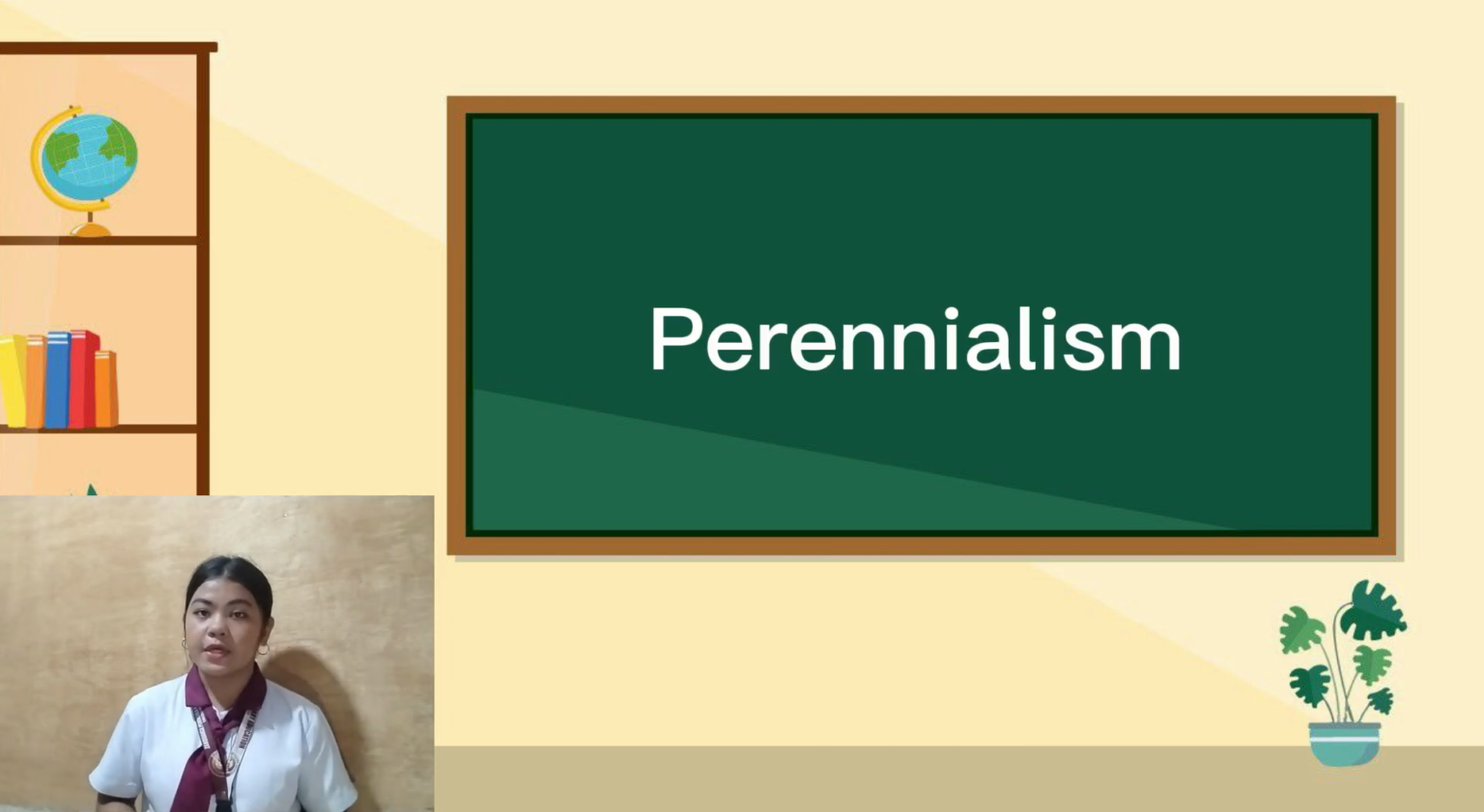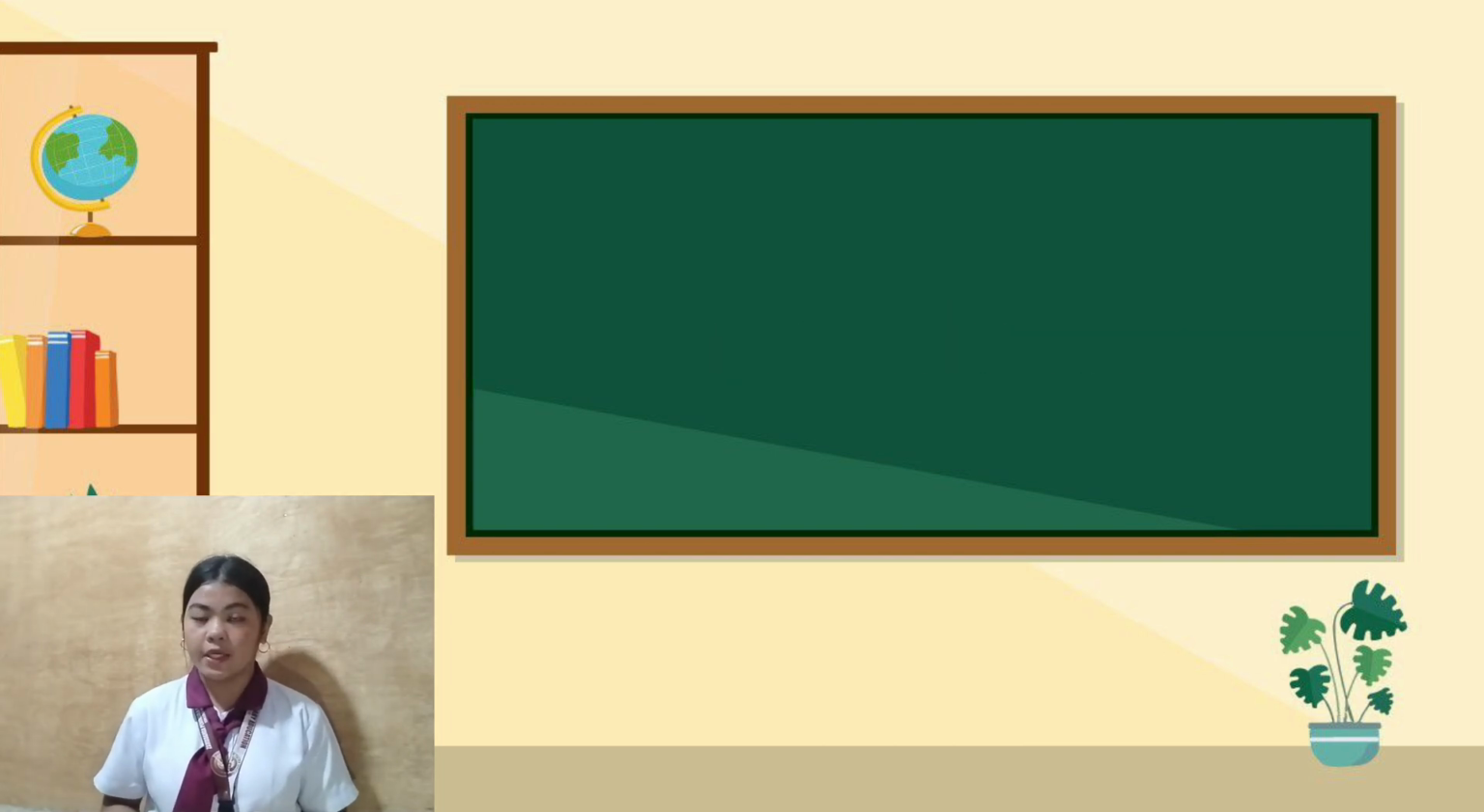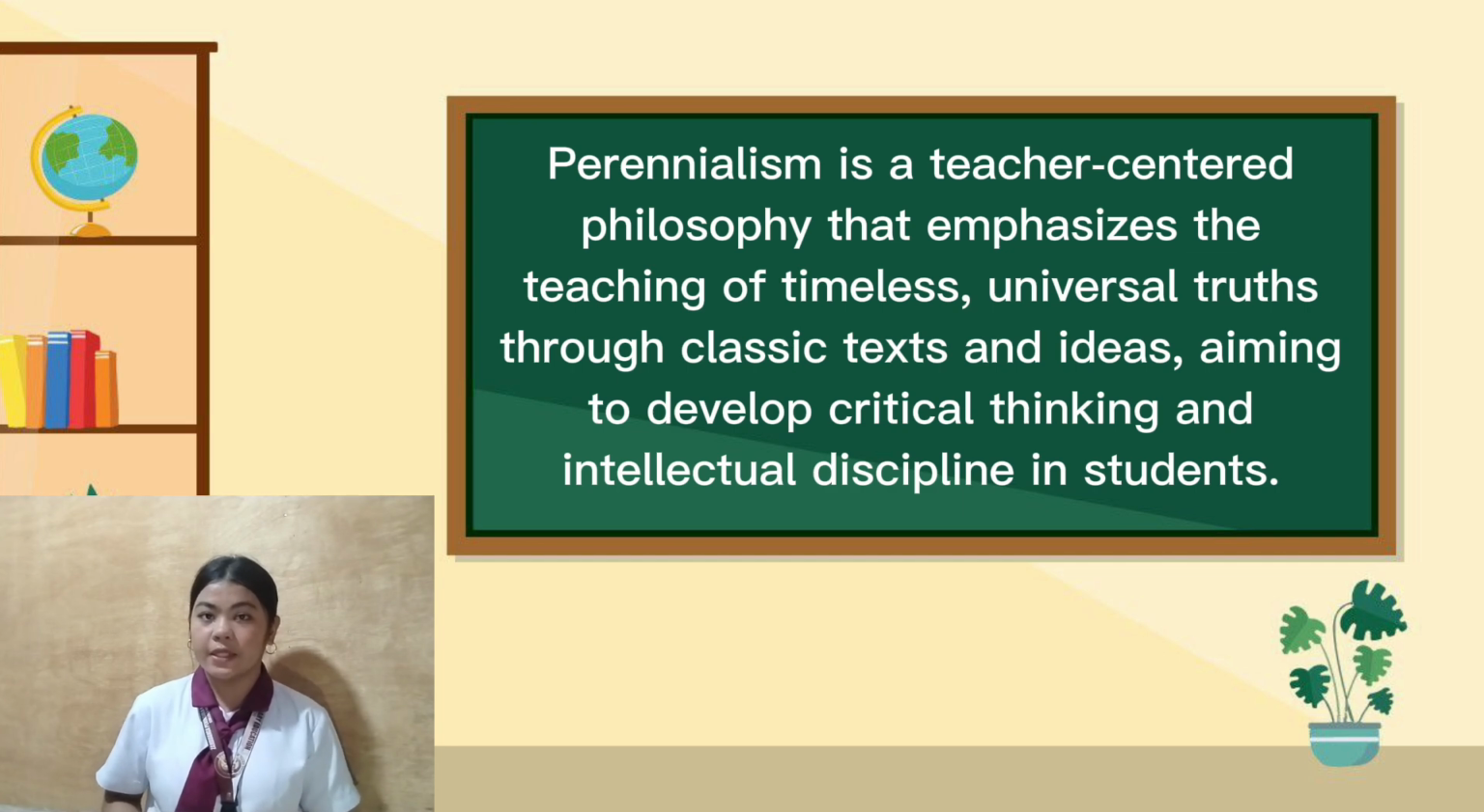While perennialism is a teacher-centered educational philosophy that emphasizes teaching timeless ideas and universal truths. It's based on the belief that knowledge is enduring and that the principles of existence are constant. Perennialism focuses on developing students' intellectual and moral qualities. It aims to prepare students for life by teaching them how to think critically and reason independently. So perennialism emphasizes the study of classic works of literature, history, science, and religion. It believes that these works are relevant to any society at any time.